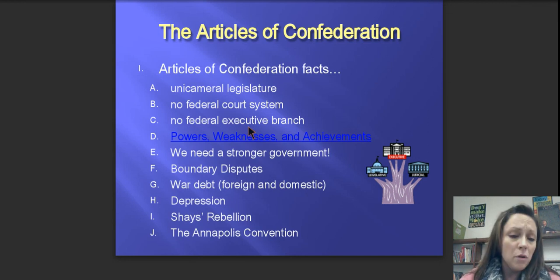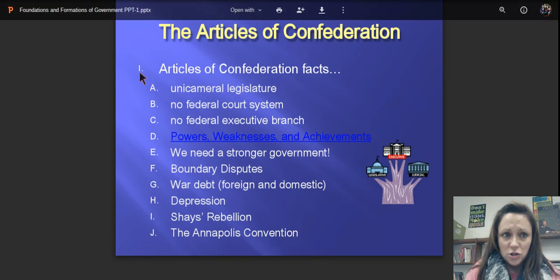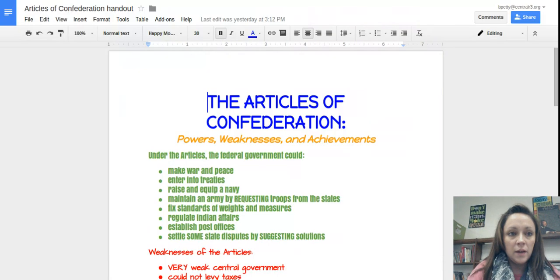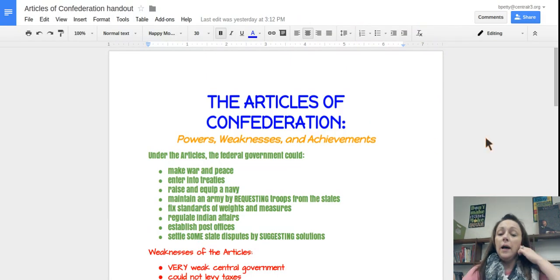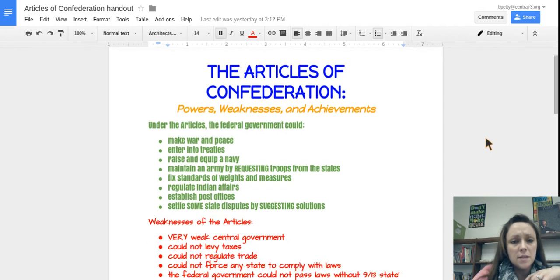It had no federal court system. It didn't have an executive branch as we know it today. So it didn't really have the ability or authority to function as a strong central government. And what I have here for you, if I can get it to pull up, there we go. This is a handout that I normally give to the students about the Articles of Confederation. So I'm just going to breeze through this with you. You'll have this document in this video to reference. Some powers, weaknesses, and achievements.